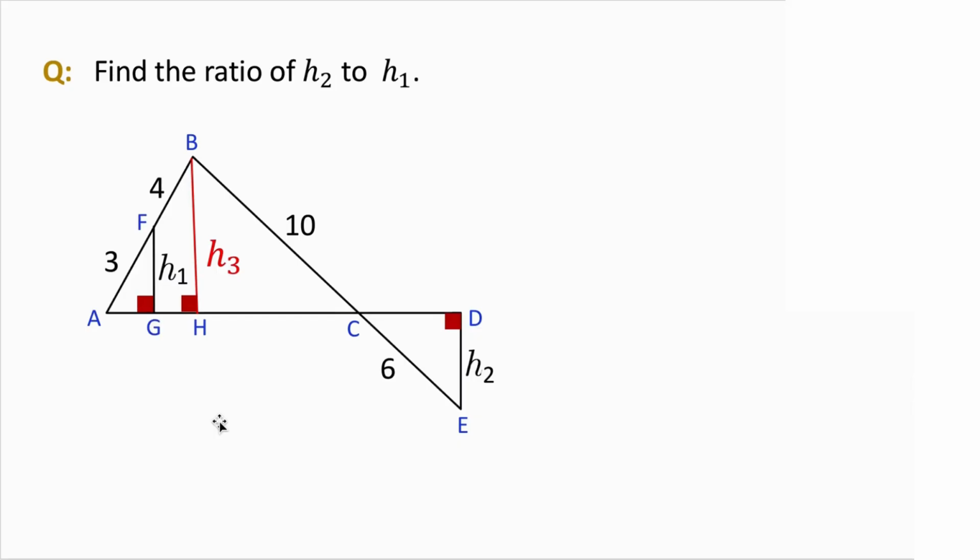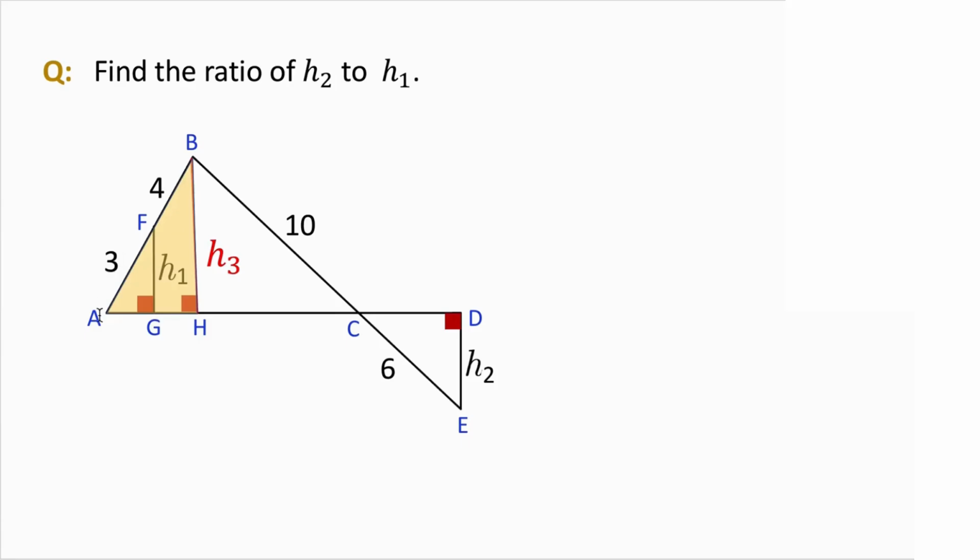Let's use the similarities between the triangles. Here we can see that H1, H2, and H3 are parallel and perpendicular to AD, and the triangles at the left side touch the triangle at the right side at the vertex C, and these two angles are the same. Now let's use the similarities between the triangles.